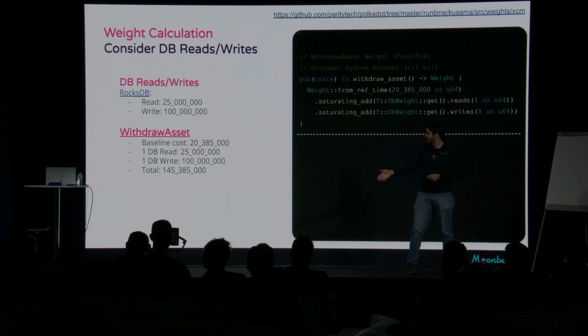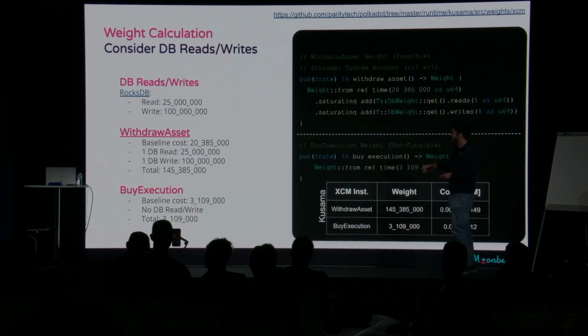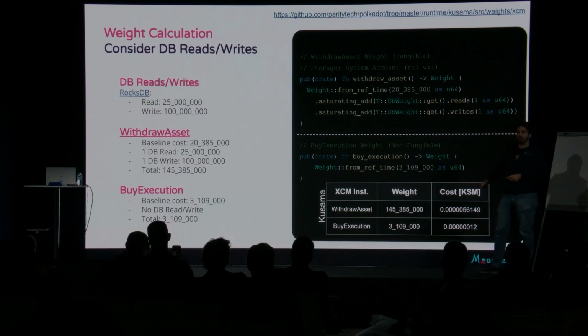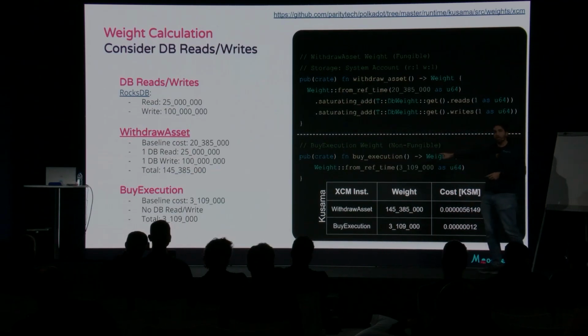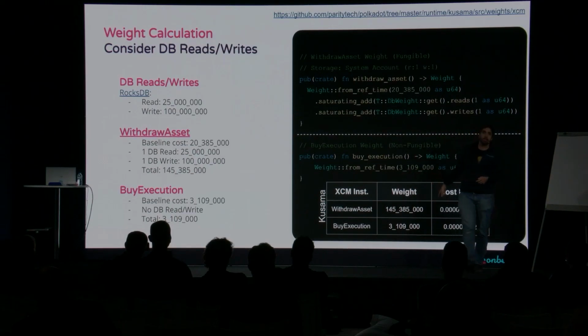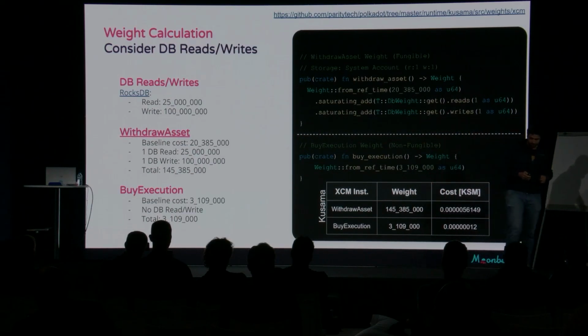So if you do the math, that's a total weight. And if you use the fee coefficient that I've mentioned before, you will calculate the cost of that XCM instruction in KSM. For buy execution, for example, there is no database read and write, so it's only the baseline cost, and it's a little bit more straightforward to calculate it.